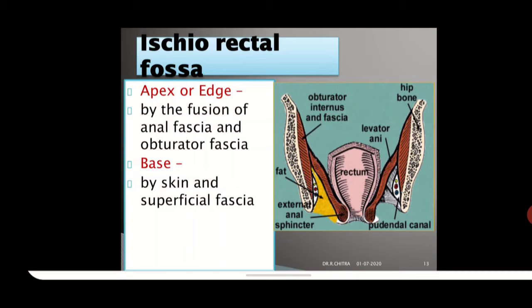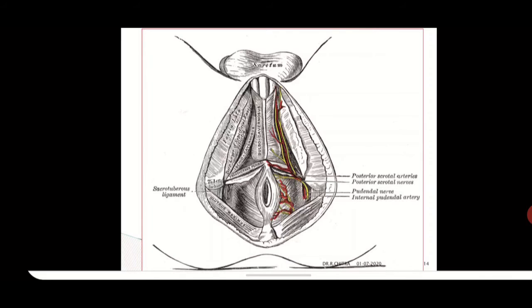So how you have to visualize this fossa in the bony pelvis is, you put a paper as the pelvic diaphragm inside the pelvic outlet. Then you see the space in between this paper and the ischial tuberosity. That is the situation of the ischiorectal fossa. So this is how the ischiorectal fossa will be dissected in the cadavers on either side of the anal canal.